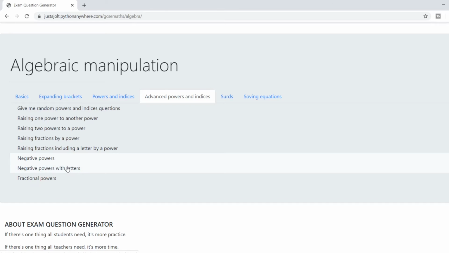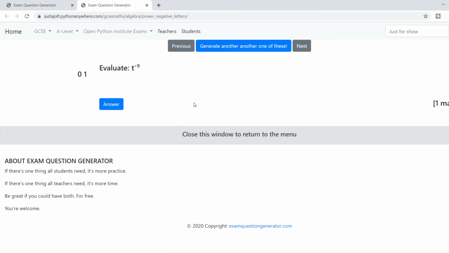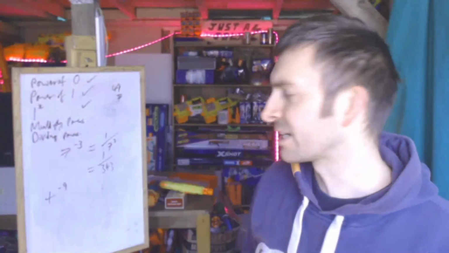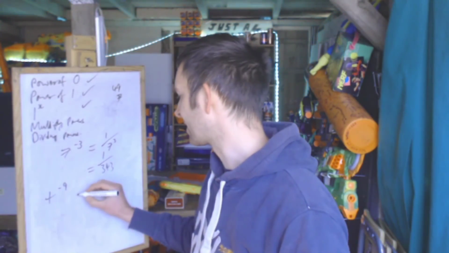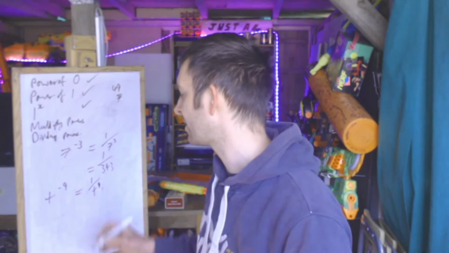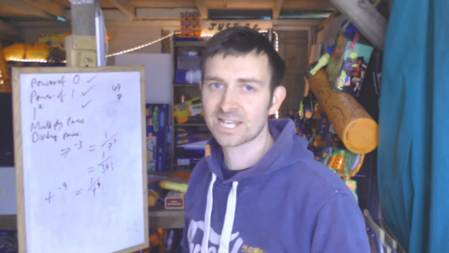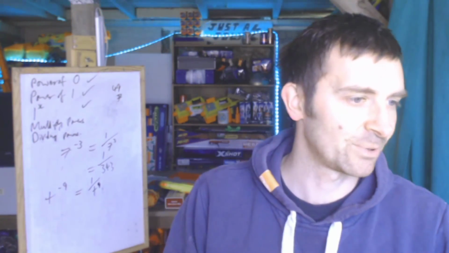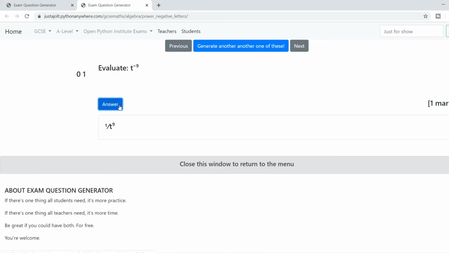Now, we've got 2 more of these to go, so we'll do 2 more of these, then we'll call it a day for today. Next one is negative powers with letters. And this is actually really, really simple. So you've got t to the power of negative 9. They're even easier than these, really, because what you end up with is that same fraction, but you have 1 over t to the power of 9. It is that simple. So your answer there, 1 over t to the power of 9.